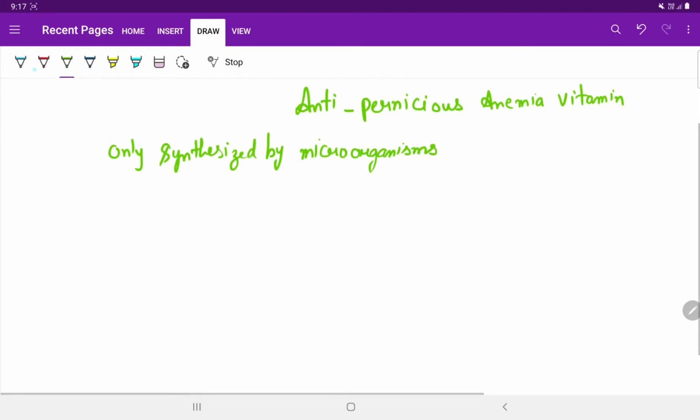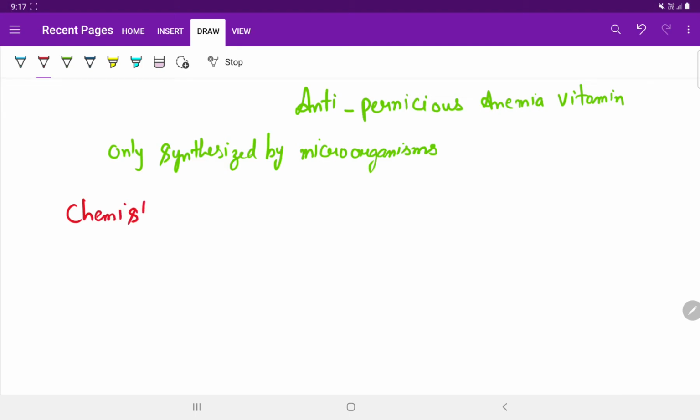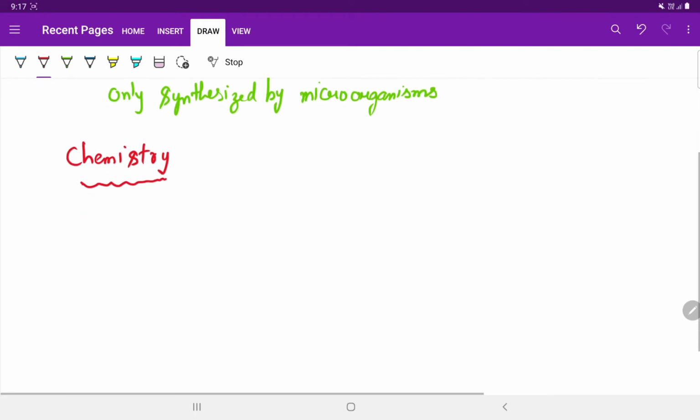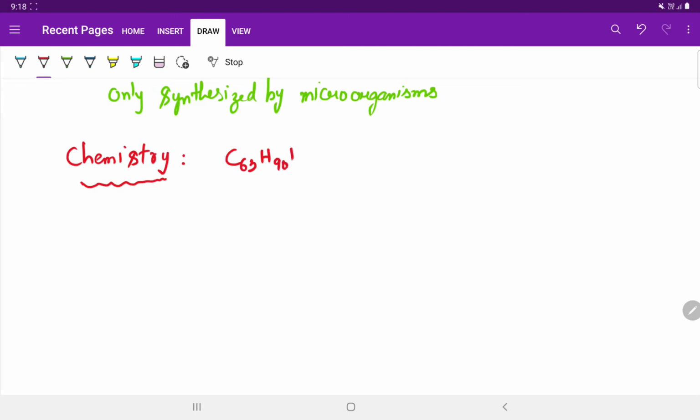So now let us discuss its chemistry first. So it is having quite a complex structure. So students, be attentive and understand the chemistry of it. So it is having quite a complex structure with the empirical formula of C63 H90 N14 O14 P cobalt Cu.